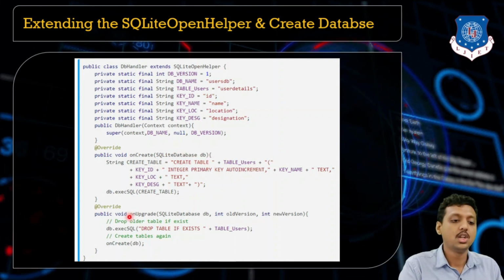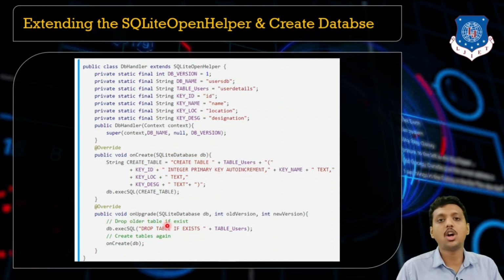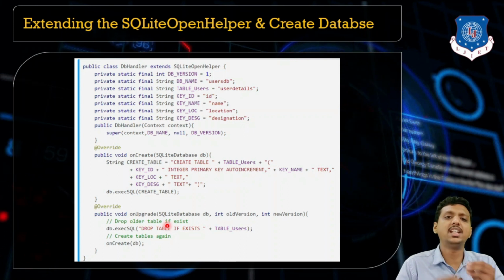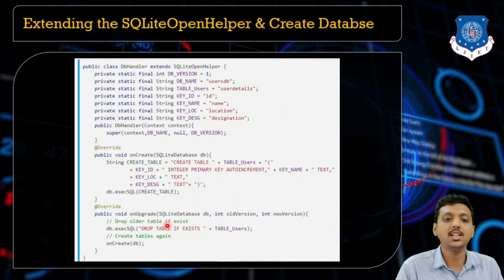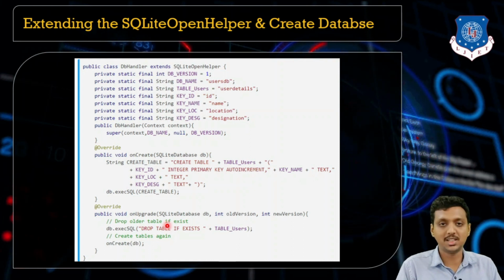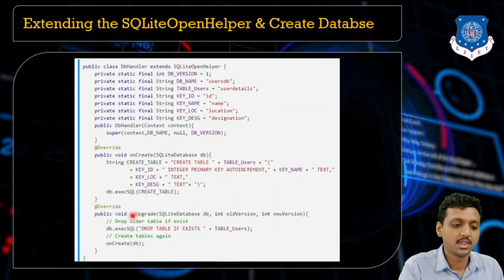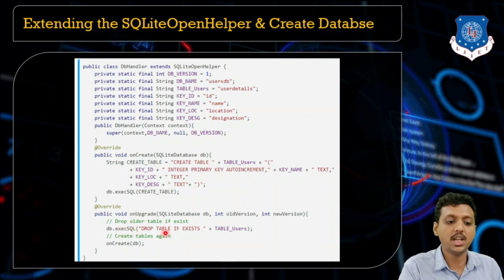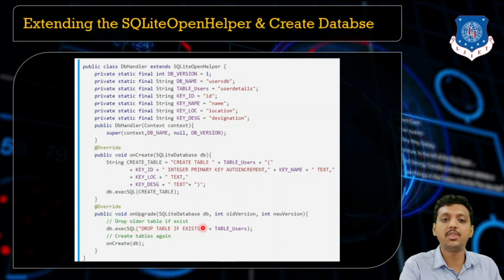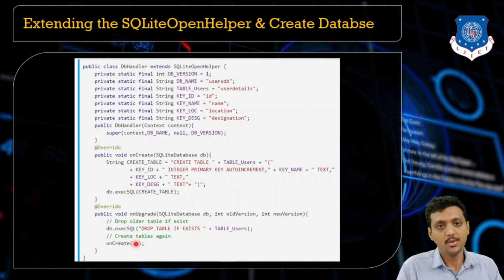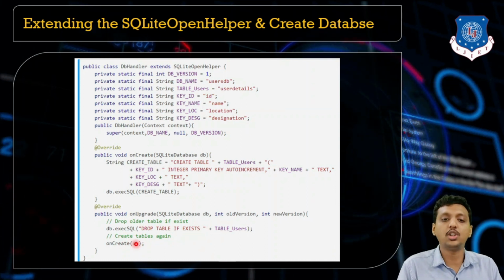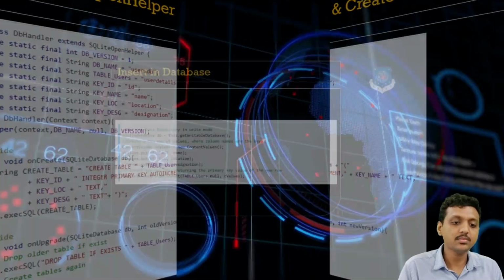Now the onUpgrade method, students. What happens if you have edited or altered the table? First you need to drop the table and then call the onCreate method again. So here db.execSQL calls DROP TABLE IF EXISTS, and then the onCreate method is called for the table. Fine. So this is how the SQLiteOpenHelper class works.